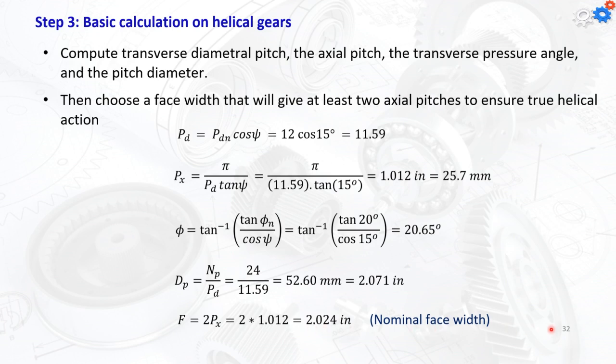That's for the nominal face width. To get more accurate calculations, we're going to use a face width of 2.25 inches. This is a more convenient value. We can find standard gears for the same dimension. It's much easier than taking 2 inches, because we cannot get the 2.024 inches.